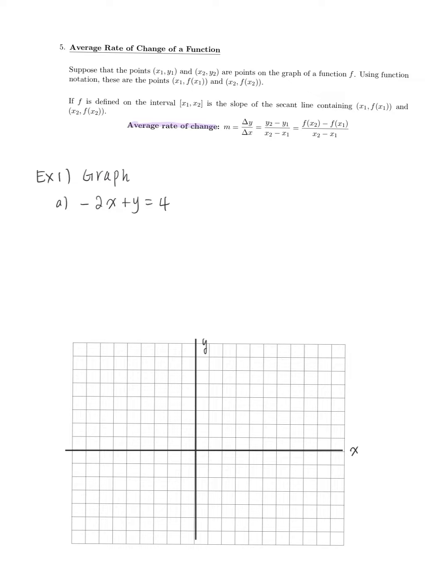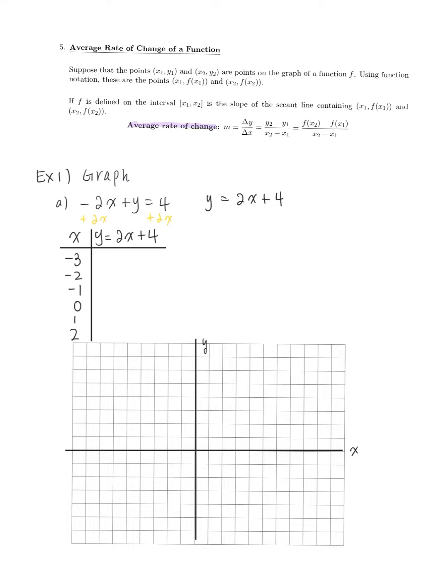Let's just jump in and start doing some examples. Example 1, graph negative 2x plus y equals 4. So when you graph this out, I would write this as a function of x. Y equals a function of x, meaning solve for y. So how do we solve for y? You just add 2x to both sides. So then we get y equals 2x plus 4. We'll eventually learn how to graph without plotting points, but for now, let's do that.